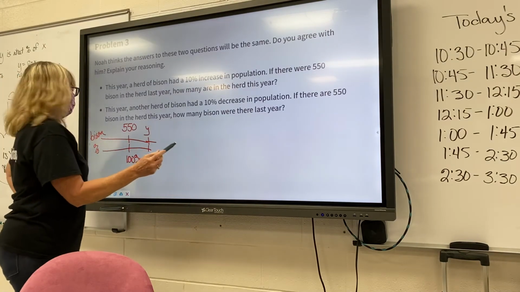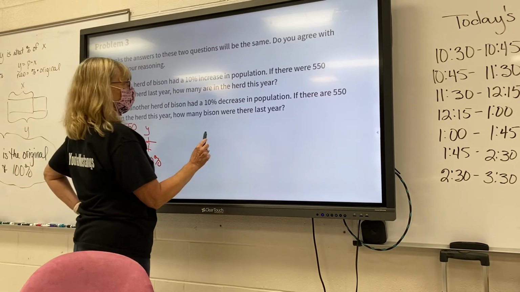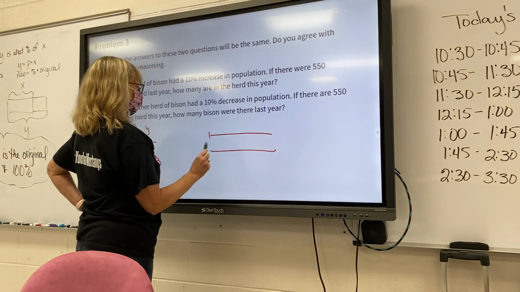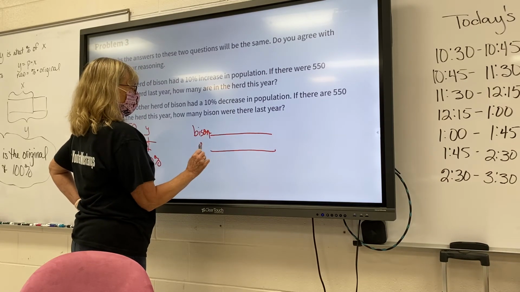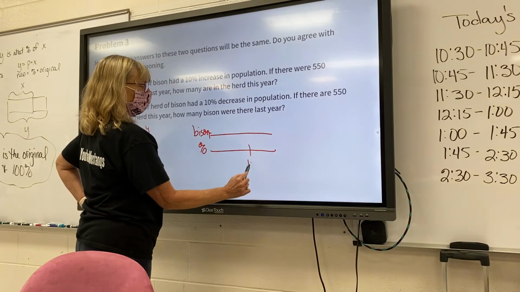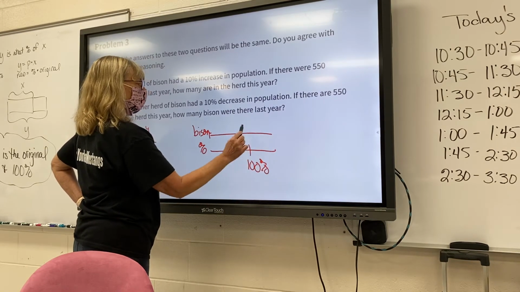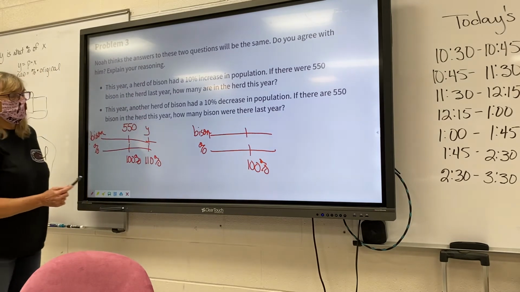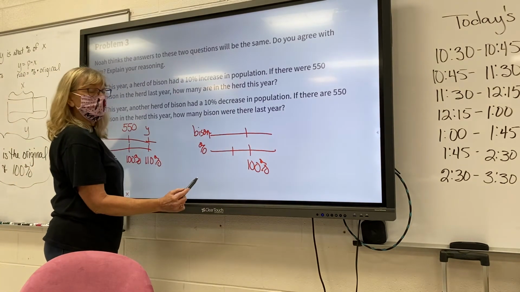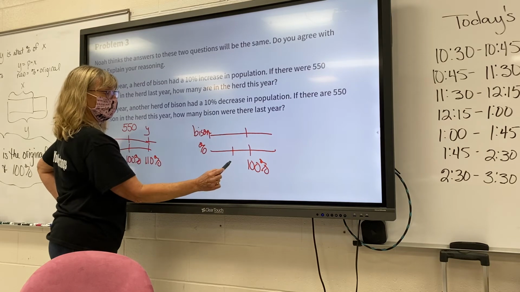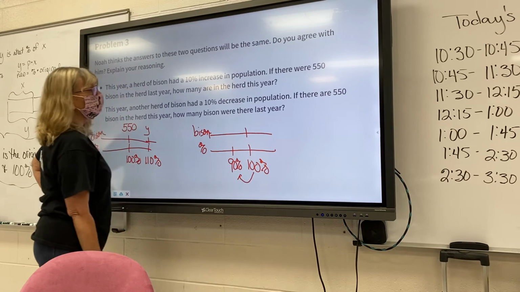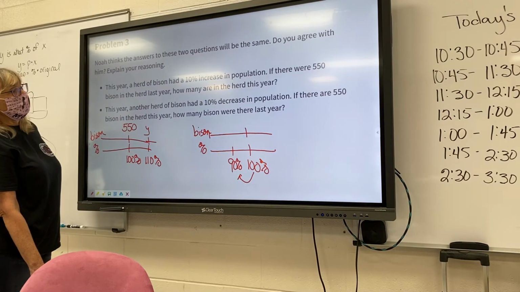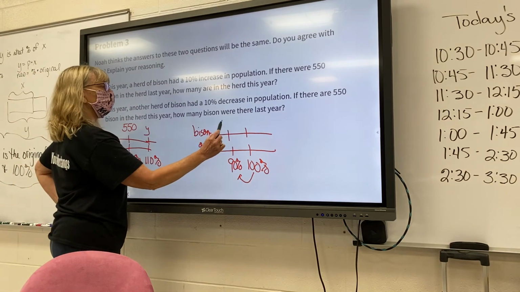Okay, let's look at the second problem. This is the bison still. This is percent. We've got 100%. What are we doing with a percentage? We're decreasing by 10, so the new percent is going to be 90 because it's a decrease. Okay, and where are we going to put the 550? On Y. On the Y.